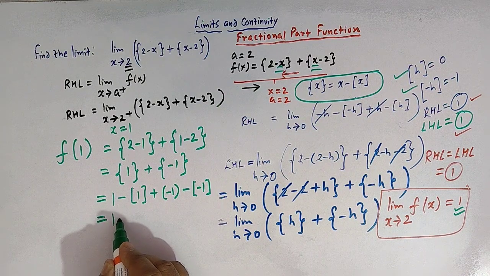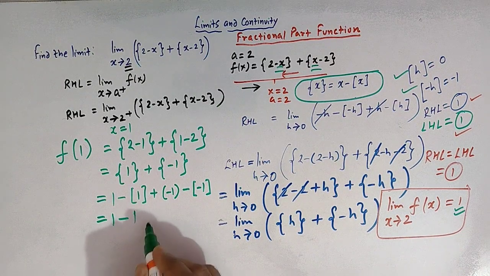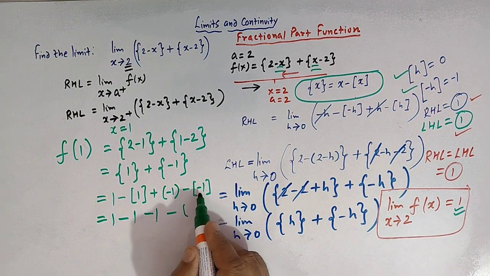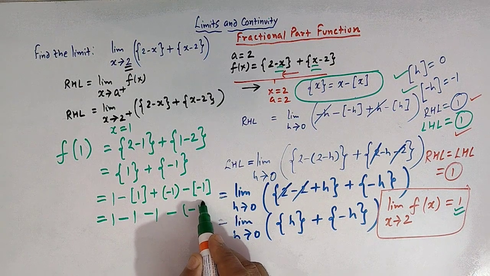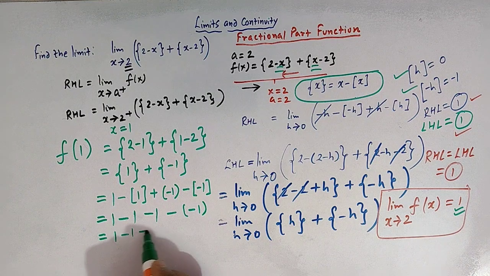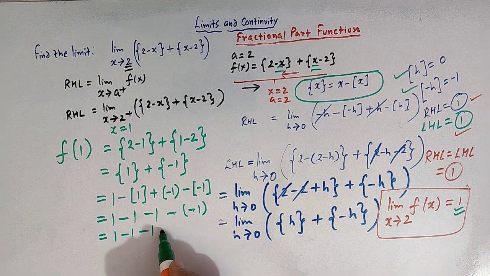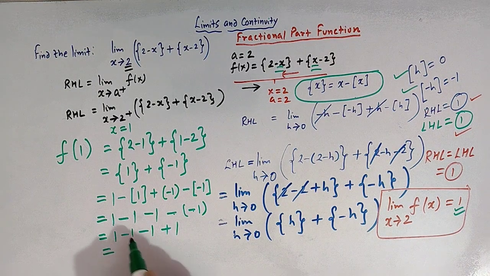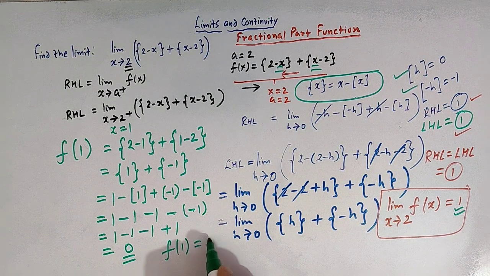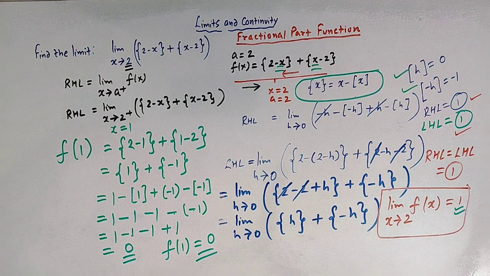So this is 1 minus greatest integer of 1 is 1. Here we have minus 1, and here we have greatest integer of minus 1, which is minus 1 itself, right? So this is 1 minus 1 minus 1, and this is plus 1. So 1 minus 1 is 0, 1 minus 1 is 0. So we have 0, right? So the value of f of 1 is equal to 0.